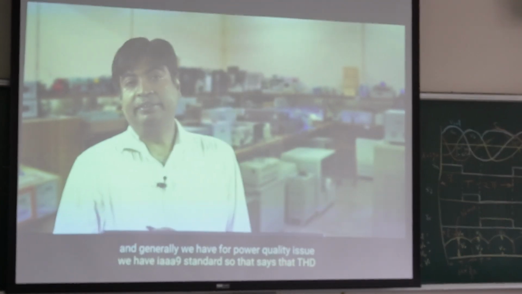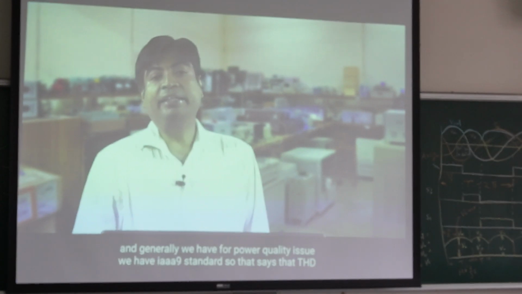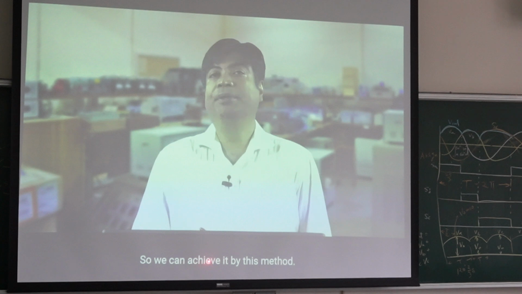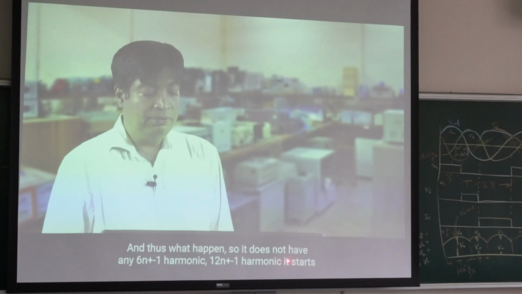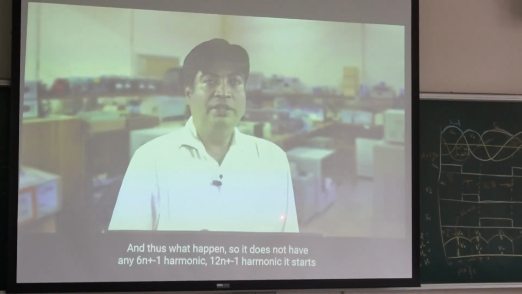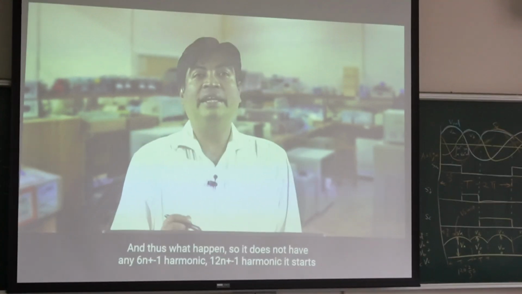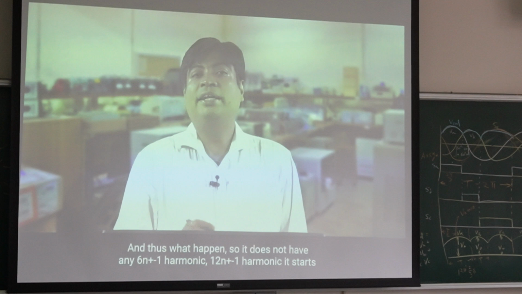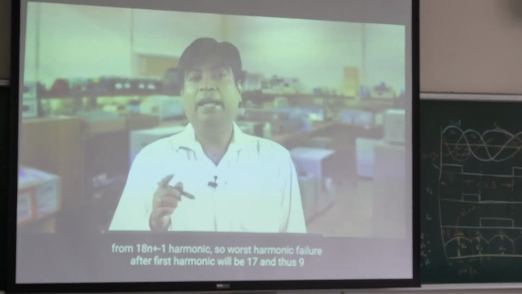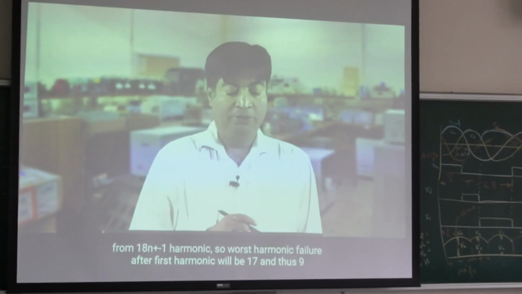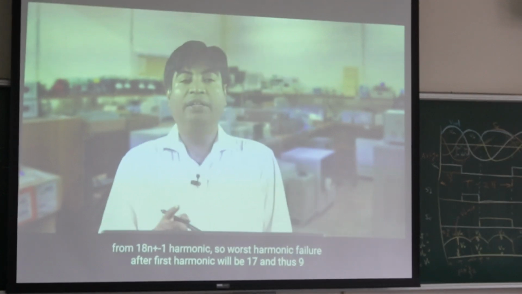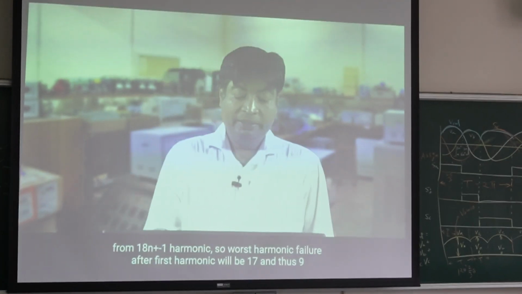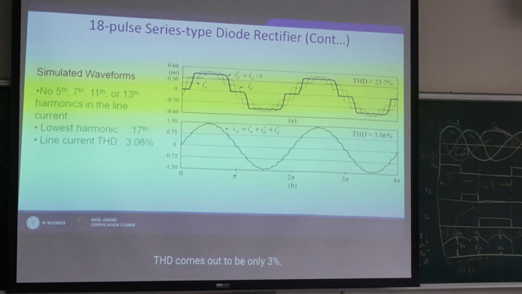The 519 standard says that THD is required to be 5%, so we can achieve it by using a transformer. With this transformer, the current doesn't have the 6n plus minus 1 harmonic or the 12n plus minus 1 harmonic; it starts from the 18n plus minus 1 harmonic. So the lowest harmonic after the first will be the 17th, and thus the line THD comes out to be only 3%.